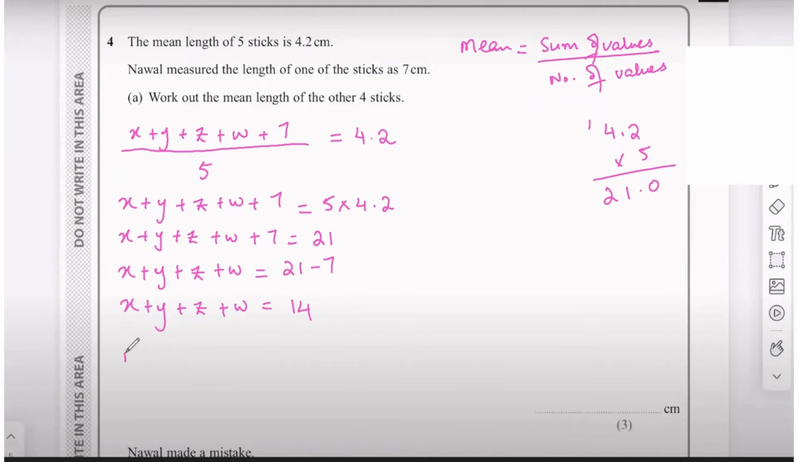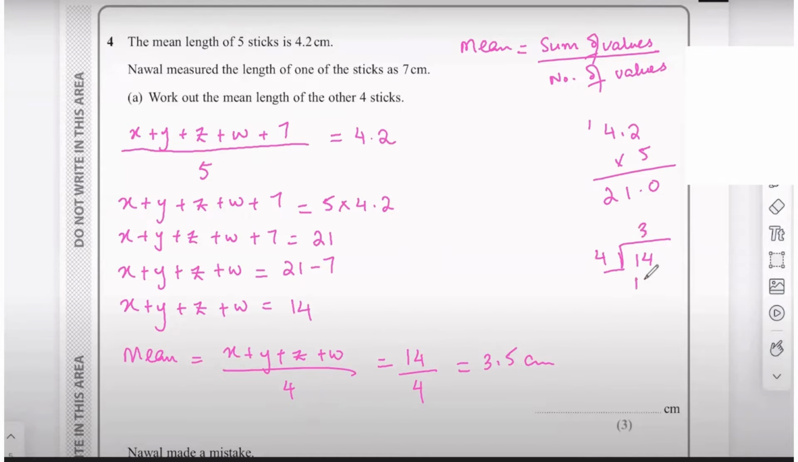14. So to find the mean length of the other 4 sticks, we divide this sum by the number of values, which is 4. So that means it's going to be 14 over 4, and that's going to give us 3.5 centimeters. We know 4 times 3 is 12. 14 minus 12 is 2. Add a decimal, add a 0 over here, and 4 5s are 20. So 3.5 centimeters is the mean.